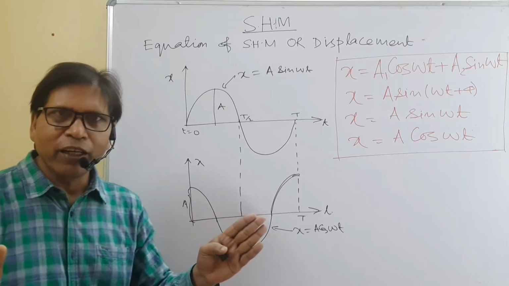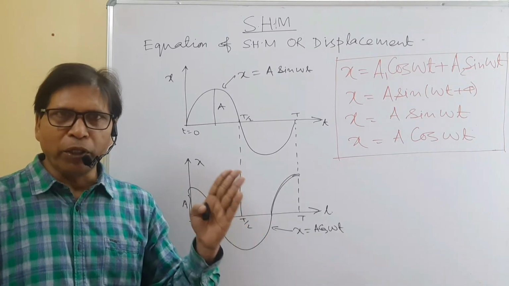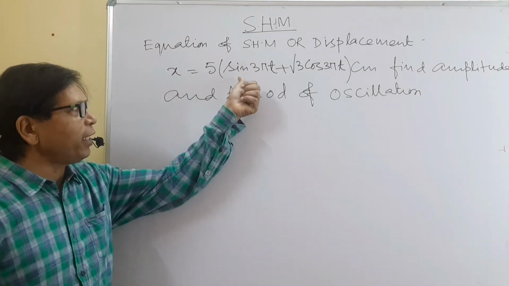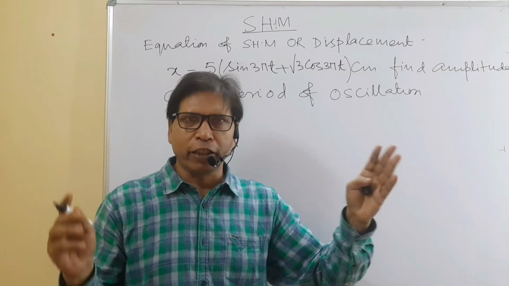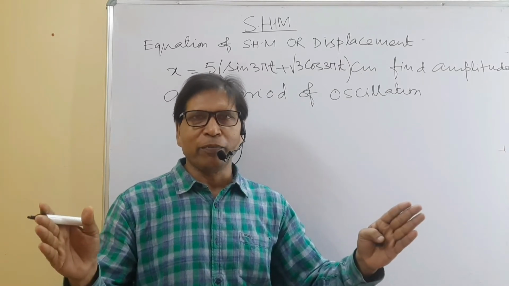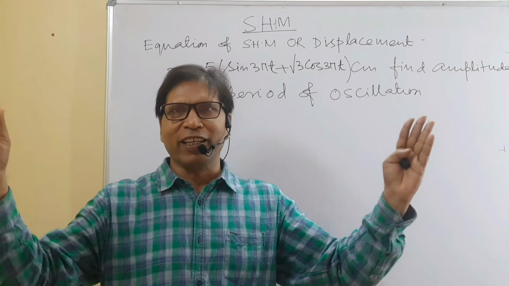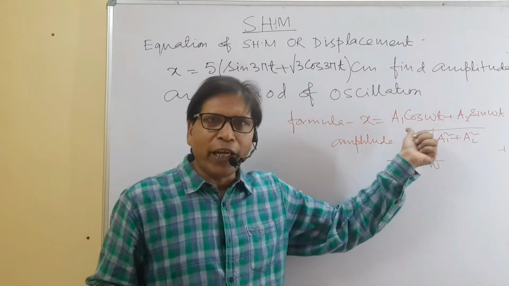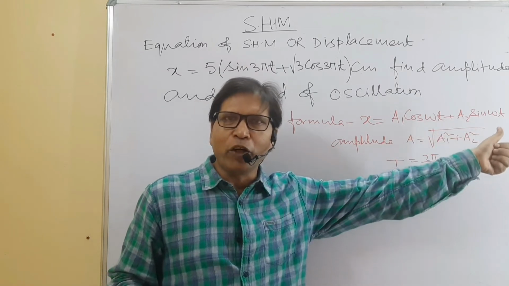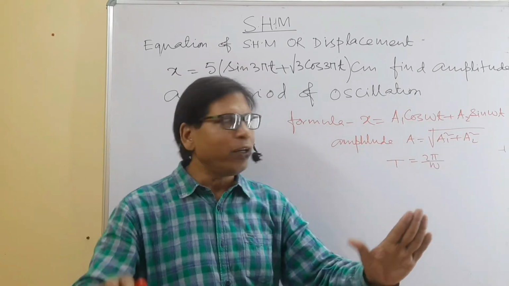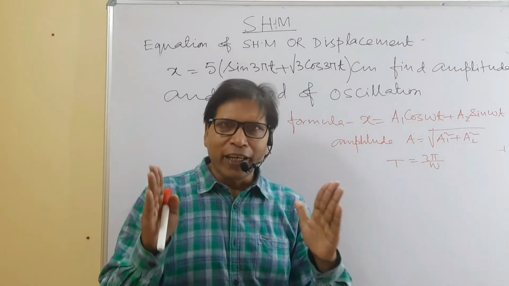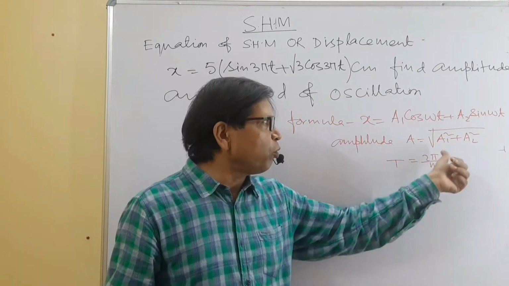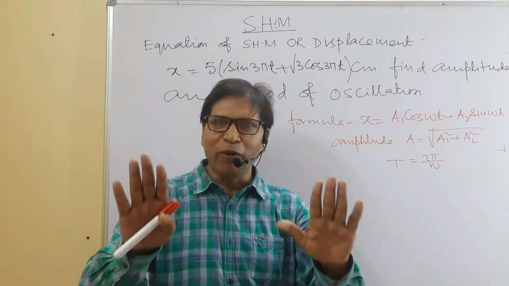Okay, understood? Now I will be solving some numericals relating to SHM. Look at this. x equals 5 bracket sin 3 pi t plus root 3 cos 3 pi t centimeter is the equation of SHM. We have to calculate the amplitude and period. Now look at this. The formula is, if x equals a1 cos omega t plus a2 sin omega t is the equation of SHM, then amplitude A becomes root under a1 square plus a2 square, and period T equals 2 pi by omega, where omega is the angular frequency.